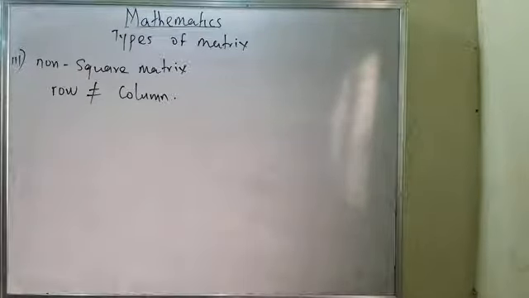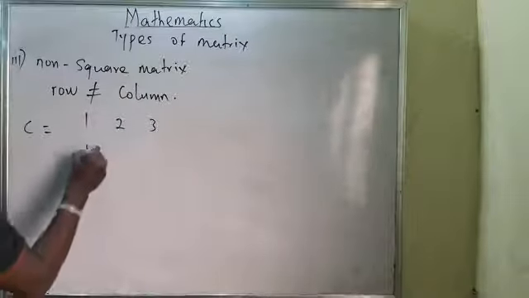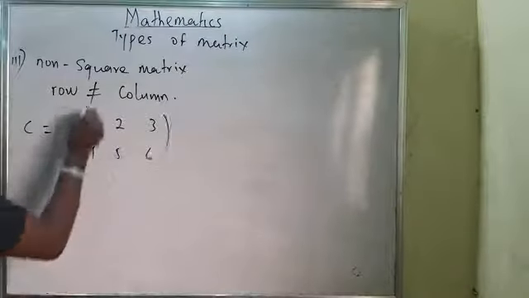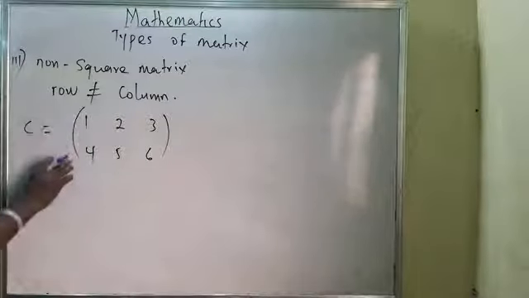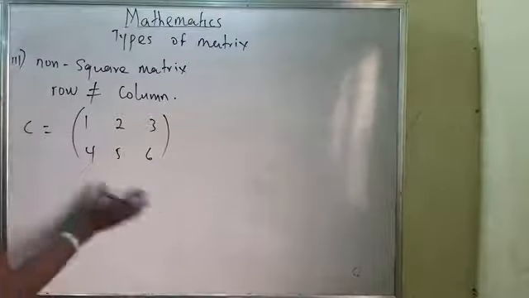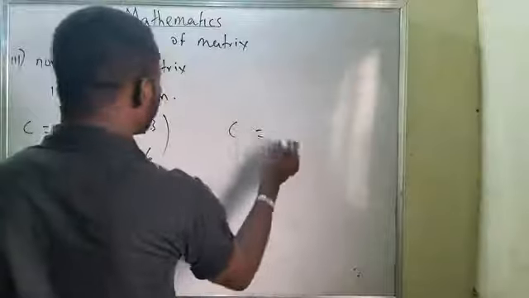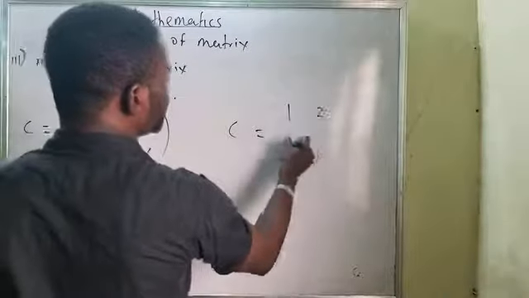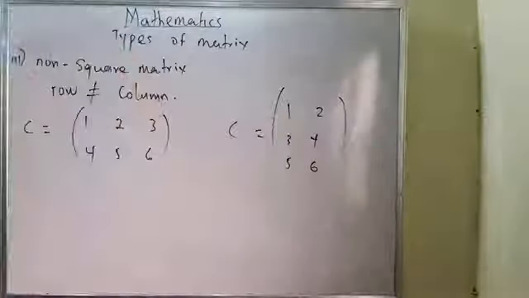For instance, if I have a matrix of this form, 1, 2, 3, 4, 5, 6, how many rows am I having? I'm having 2 rows and 3 columns. It means it's a non-square matrix. Another one can be in the form of 1, 2, 3, 4, 5, 6. Now, can you see? This is another type of it.